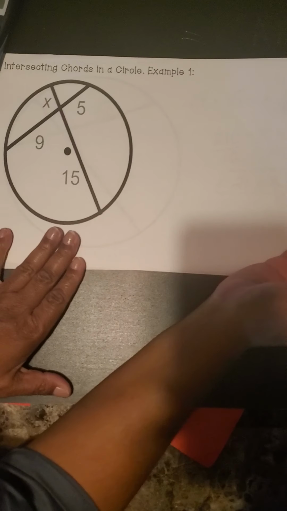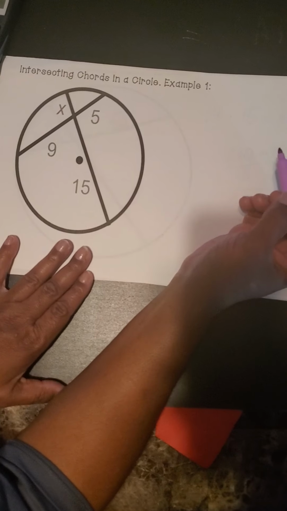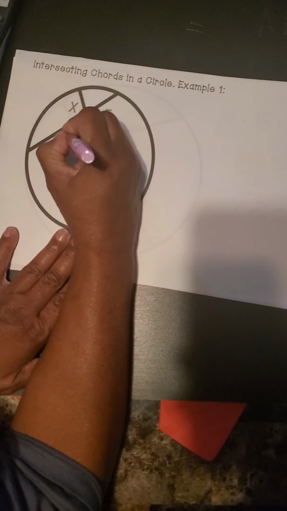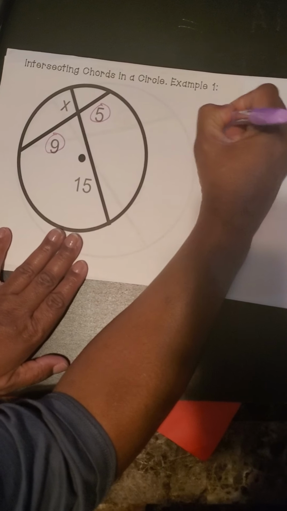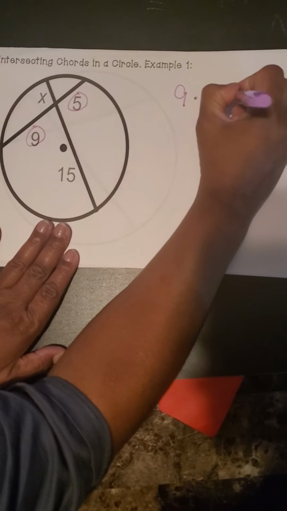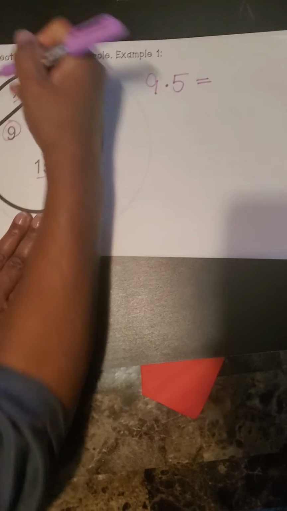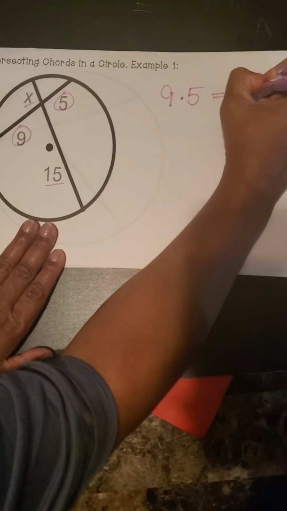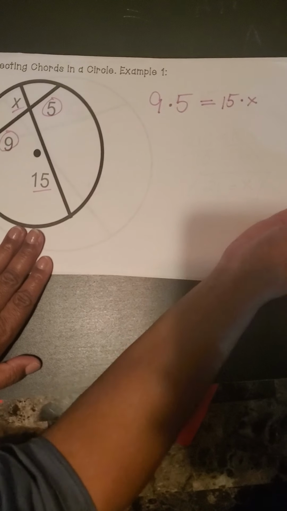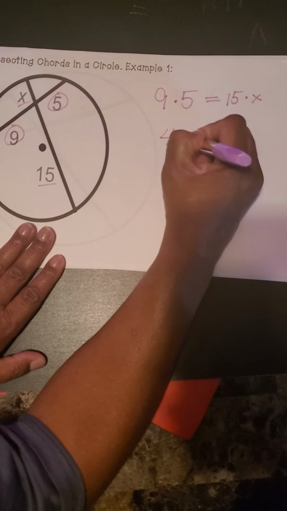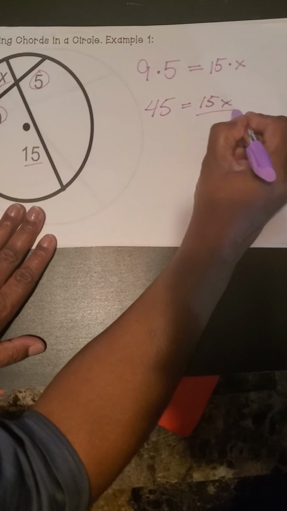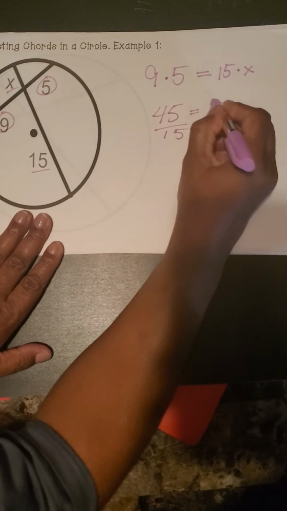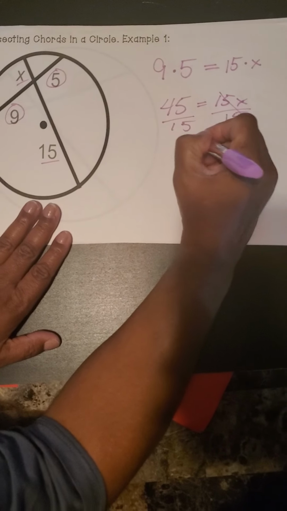Let's look at my next example. We're just solving for X. I'm going to put a circle around who goes with who. 9 is one part of the segment. It goes with 5. So that's 9 times 5. It's equal to, and I put a little underline on my other two pieces, 15 times X. Simplify, multiply. That's 45. It's equal to 15X. Divide both sides by 15. X is equal to 3.